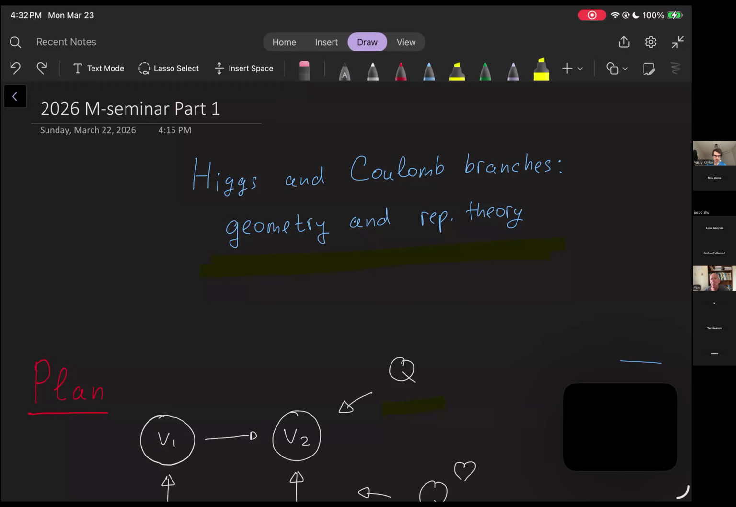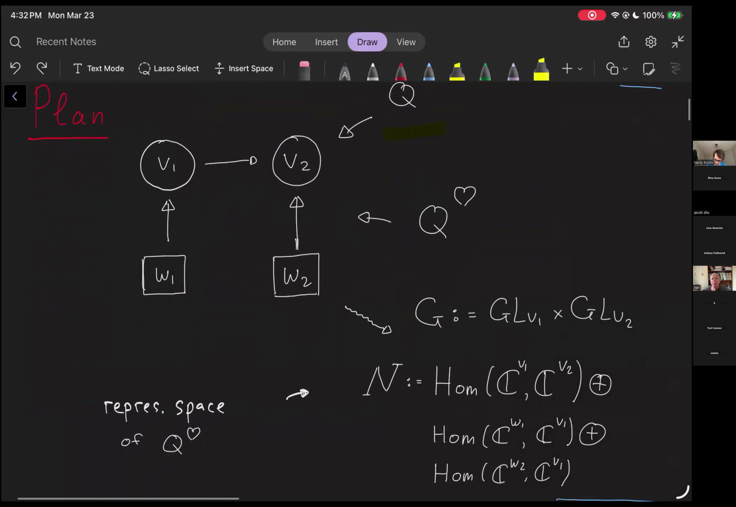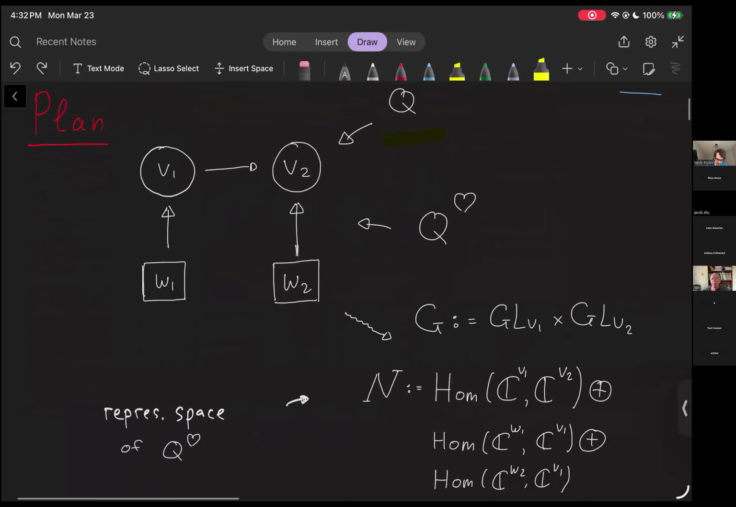So let me start with the plan for the three talks. The first one will be more introductory. First of all, let me introduce some notations. Namely, when I talk about gauge theories, they are always quiver gauge theories. So the starting point will be a quiver that I denote by Q. And please interrupt me and ask questions if something is not clear.